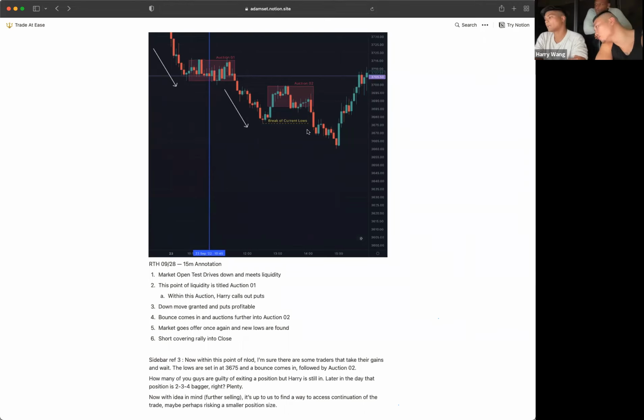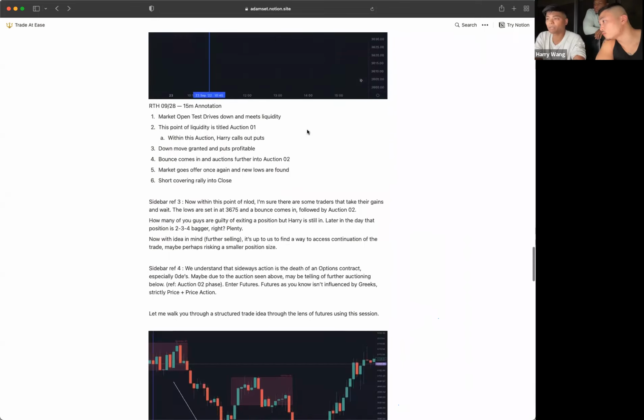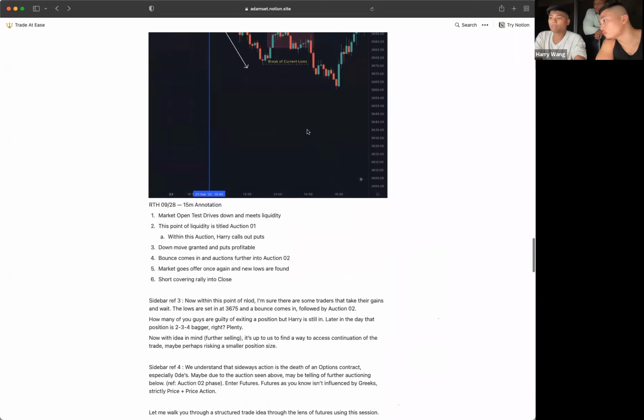As a sidebar, I want to just talk about how many of you guys are guilty of exiting a position, but Harry's still in, and later on in the day, that position is now 2 or 3 or 4 baggers, right? Plenty. Now, with this idea in mind of further selling, it's up to us, those who exited the position, to find a way to access the continuation of the trade, but perhaps risking a smaller position size. And so this is why I want to talk about futures in sidebar reference 4.